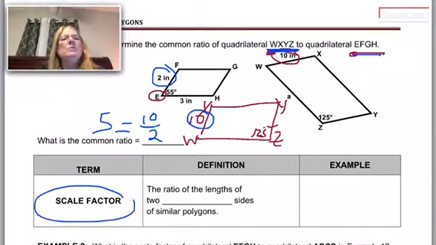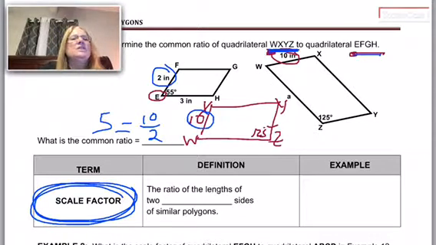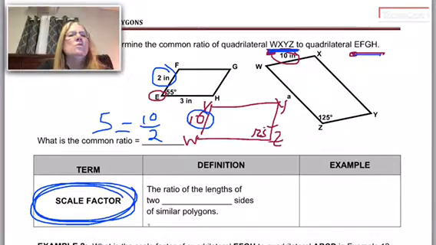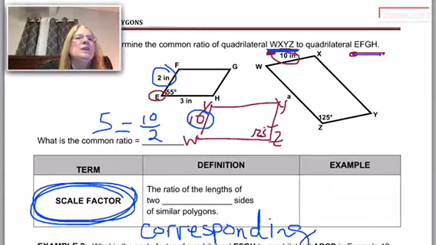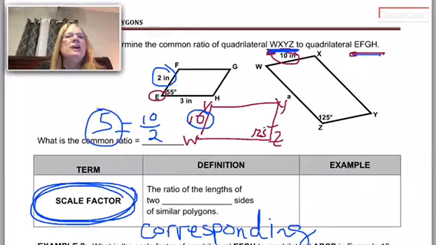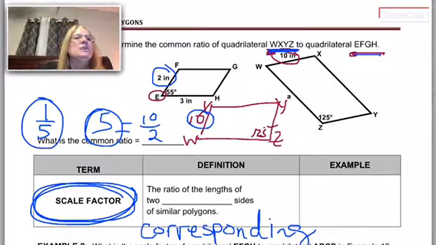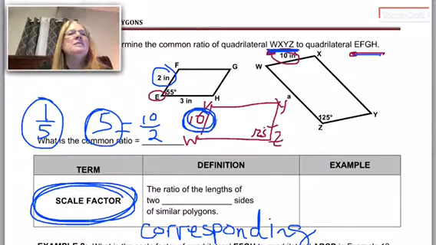Okay, now we're going to talk about a real important term called the scale factor. The scale factor is the ratio of the lengths of two corresponding sides of similar polygons. How it relates to the common ratio is it is actually the reciprocal of the common ratio. So if the common ratio here is 5, the scale factor is going to be 1/5. What the scale factor tells us is what do I multiply by one number to get another number. So if I'm looking at the example above and I want to know what do I multiply this side here, which is 10, by to get 2.